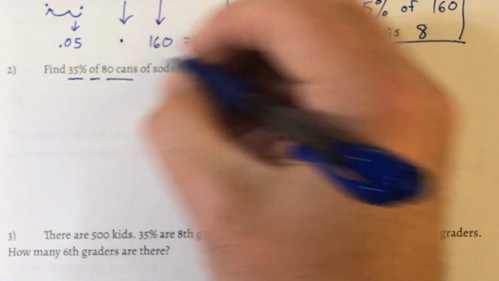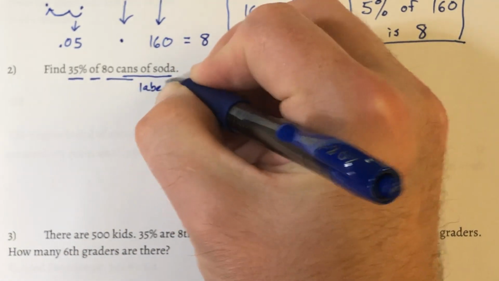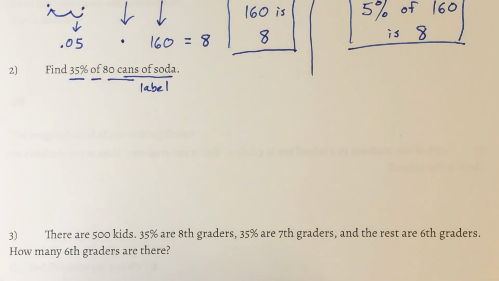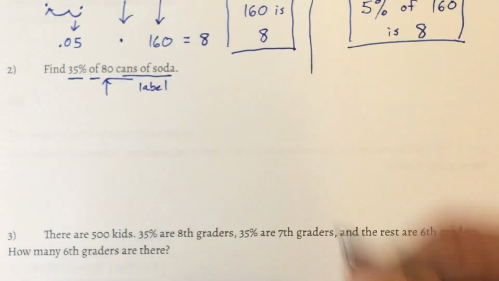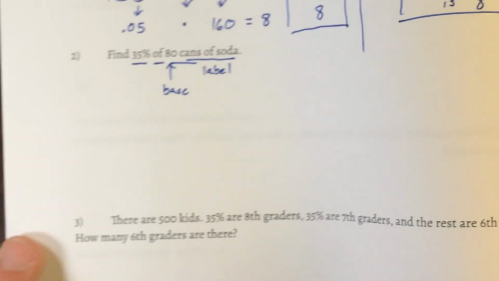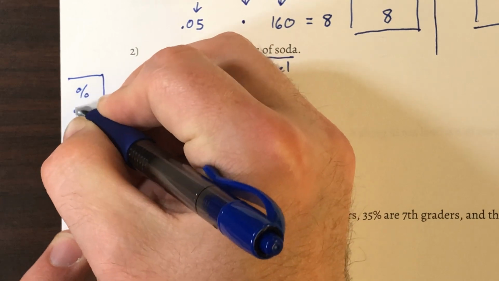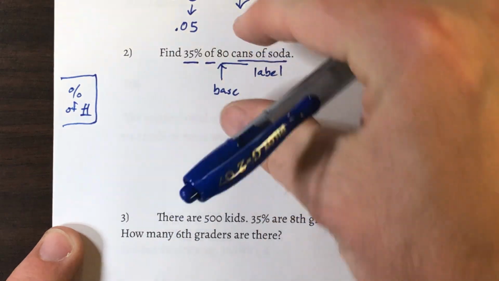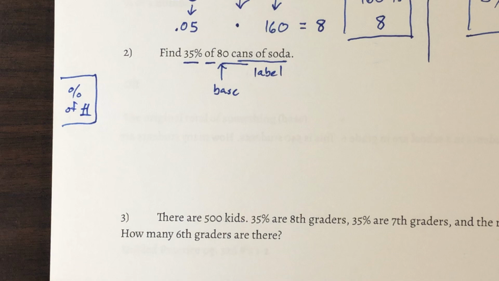Couple things. Cans of soda is going to be your label. So we're going to find a piece or part of these cans of soda. Want to know how much that is. Second, 80 represents the whole amount. So that's our base. So this is another percent of number problem, because I want a percent of a number, also because it gives me a base. If it gives you a base, you are typically wanting a percent of it.